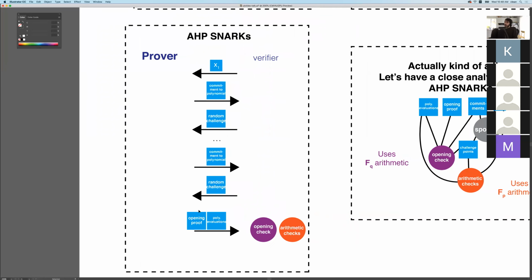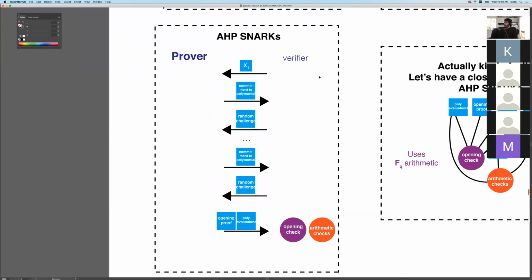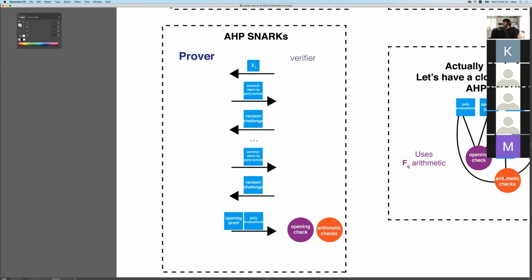Sorry, I guess this kind of assumes that you know what a polynomial commitment scheme is, but I didn't write any material about it, so I'm not going to explain it. Unless someone's like, hey, I really want to know what a polynomial commitment scheme is, I'm confused. Please, it's okay, just write in the chat.